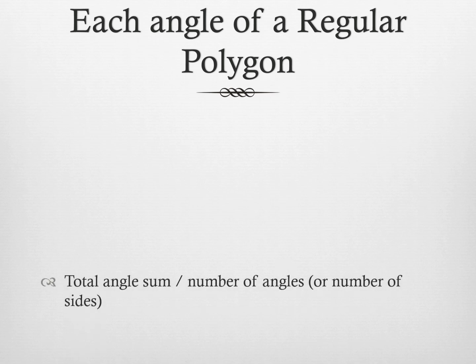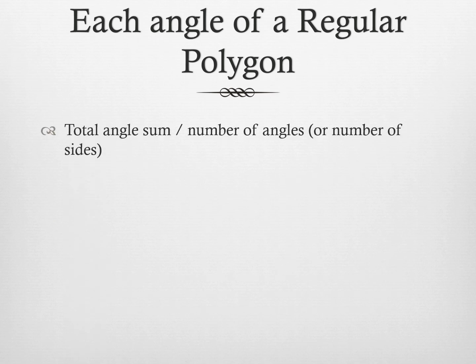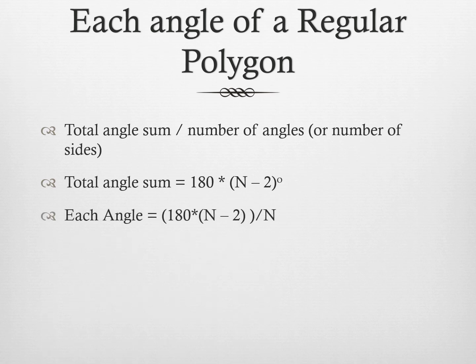So here's our formula. You notice we have total angle sum divided by the number of angles or the number of sides, it doesn't really matter. Remember that the total angle sum was 180 times n minus 2 degrees. So that means we just take our total and divide it by the number of sides, which is n. So it's a really easy adjustment.